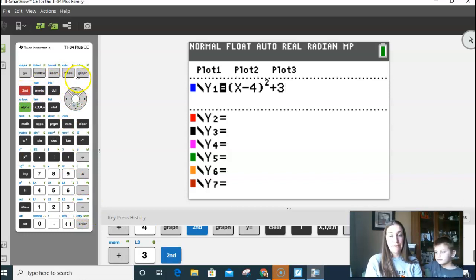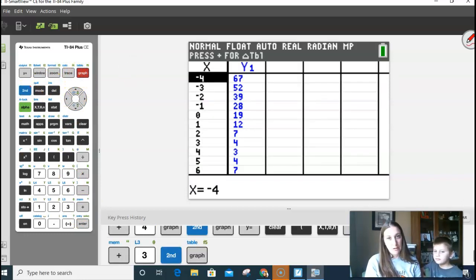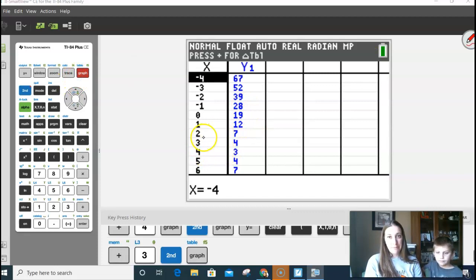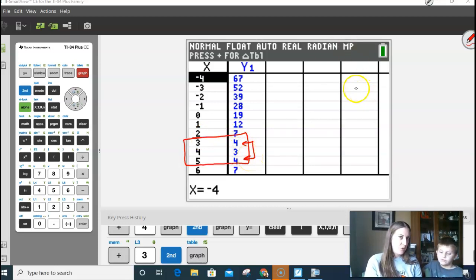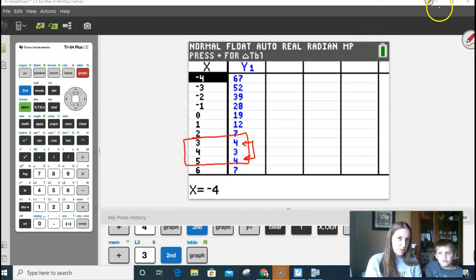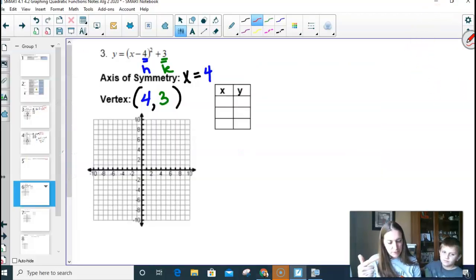Now, we thought the vertex was at 4, 3. Let's see. Here's 4, 3. And I'll notice if I look around the 4, 3, yep, we see that symmetry that we're looking for. So we did good. All right, can you remember 4, 3, 4 for me? 4, 3, 4.